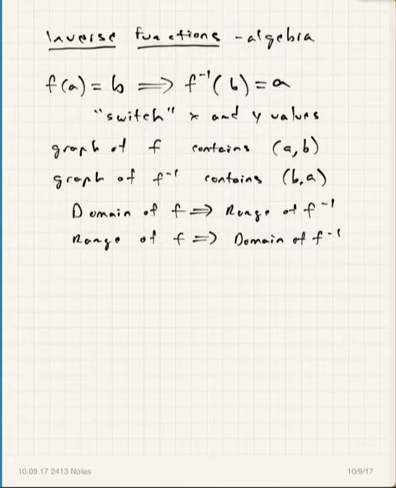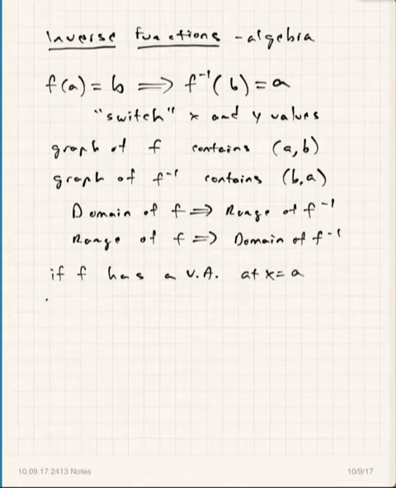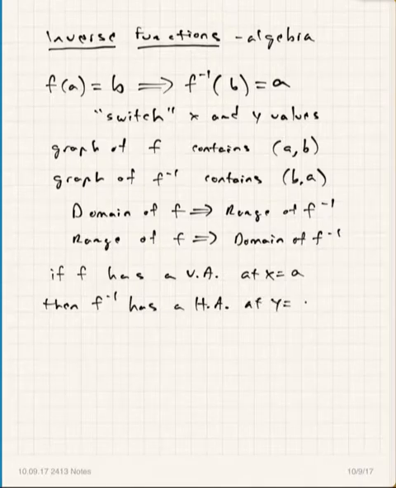And in terms of asymptotes, don't forget that the implication there is that if f has a vertical asymptote at x equals a, then f inverse has a horizontal asymptote at y equals a. So remember, they kind of switch asymptotes.